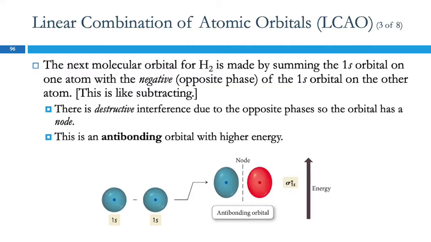If we combine those two orbitals in a negative way, which is basically subtracting them, we're going to get a higher energy orbital with no electron density here. There's a node, a place where there's zero electron density between the two nuclei. And so not only does this not promote bonding, it works against bonding, and so this is called an anti-bonding orbital. So this is a sigma star 1s, and this is higher in energy. Any questions so far?